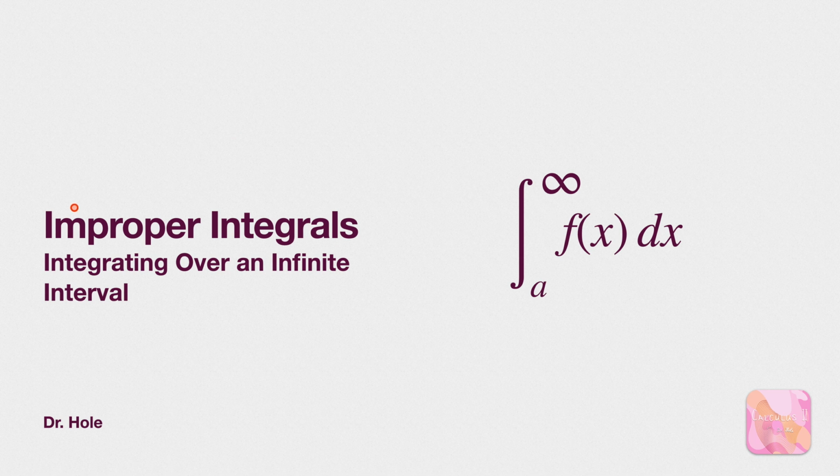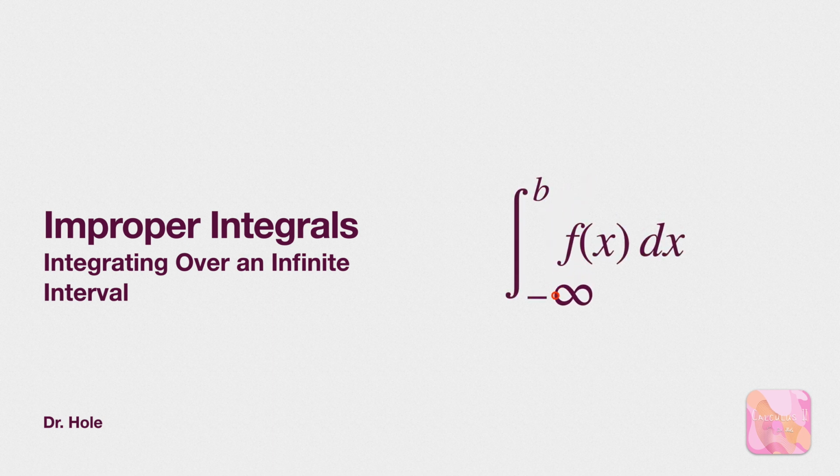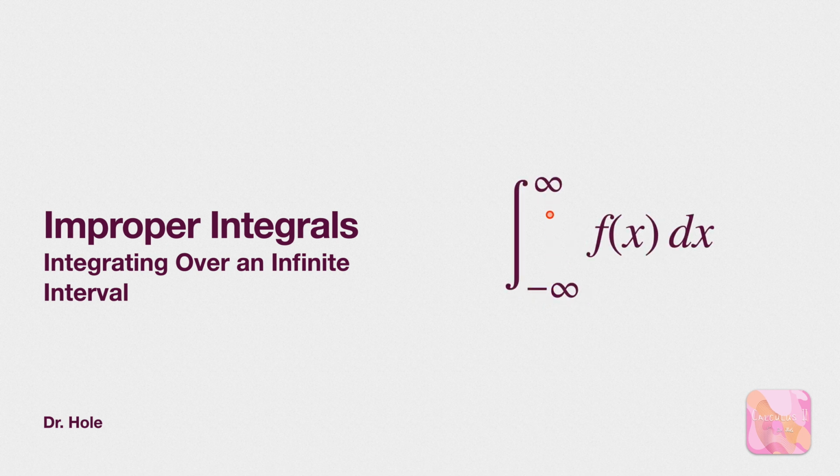When do we have an improper integral? Well, one case is when a bound, let's say the upper bound, is infinity. Another case might be a lower bound being infinity, like negative infinity. Or a third case might be when both bounds are infinite. In all three of these cases, we are presented with an infinite interval as our domain of integration.